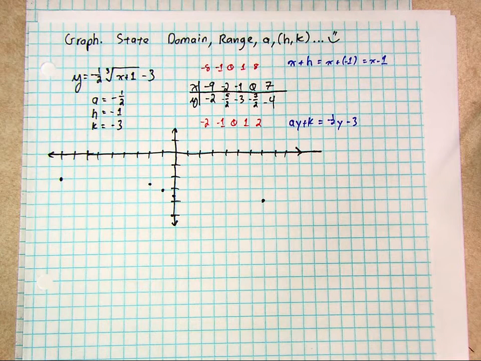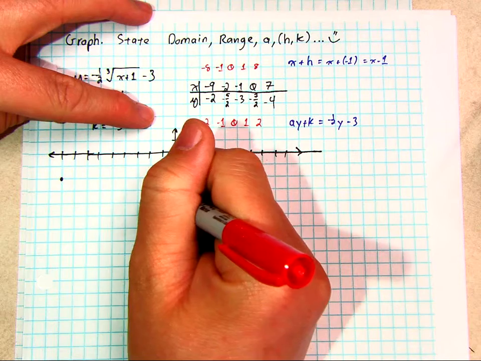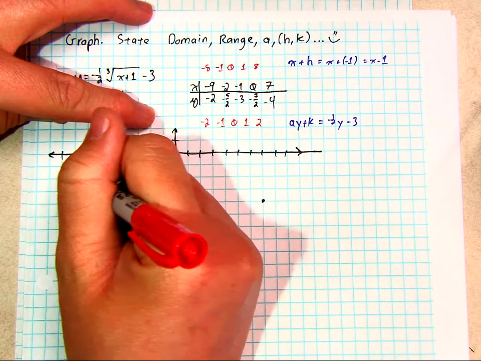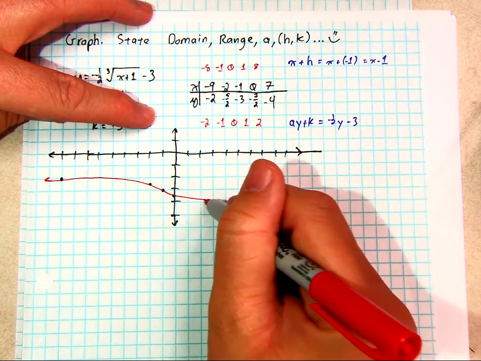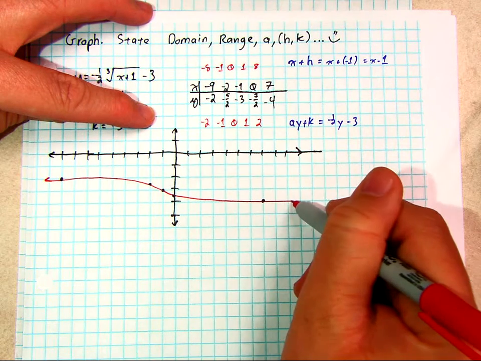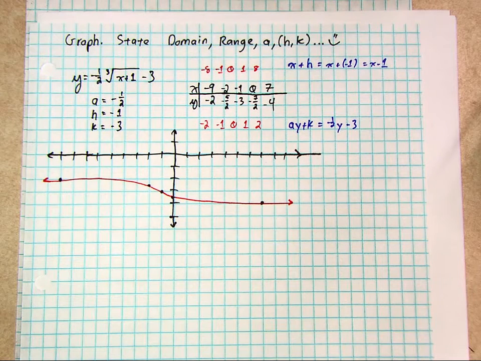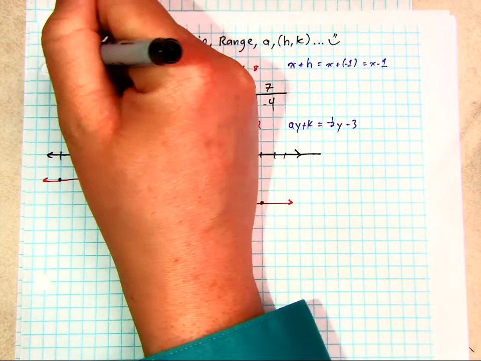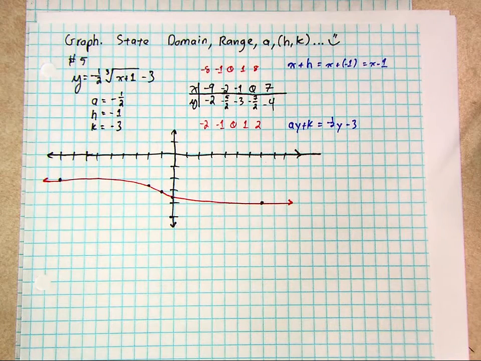That negative 1/2 has made this graph really, really shrunk down. So now the fun part is trying to connect the dots with a nice, smooth curve. And there we go. This is the solution to number 6. No, I'm sorry, this is number 5 on our answer D for the review for the quiz tomorrow.